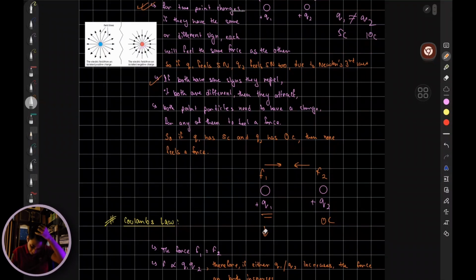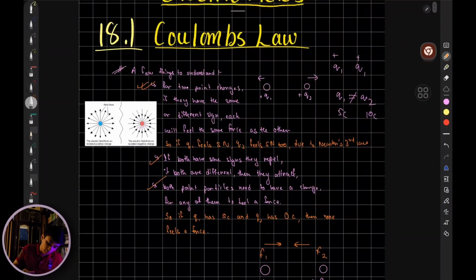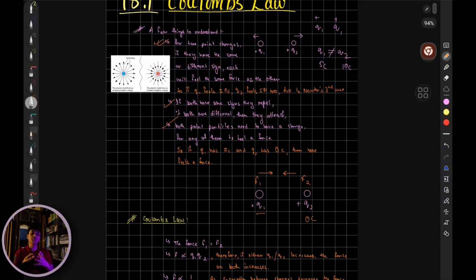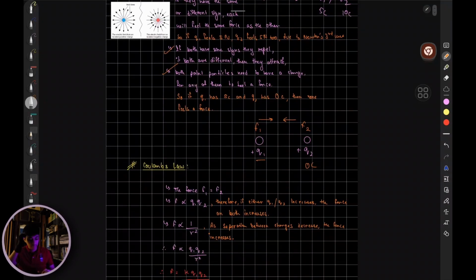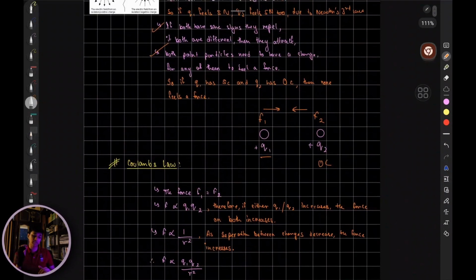Very simple. So if either of the charges doesn't have a charge on it, or doesn't have an electric field, it's not going to feel a force. None of the particles are going to feel a force. Okay, so that's the third point. Those are the basic few points we want to establish before we start talking about Coulomb's law, right? Hopefully you now understand how charges interact and how forces are being exerted and in what manner. Great. So if you understand the basic things, let's move on to Coulomb's law, the main topic of this video.